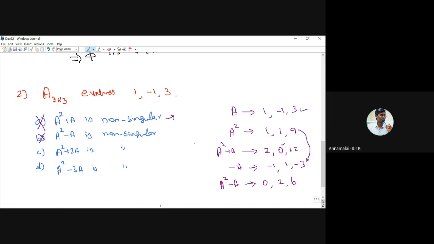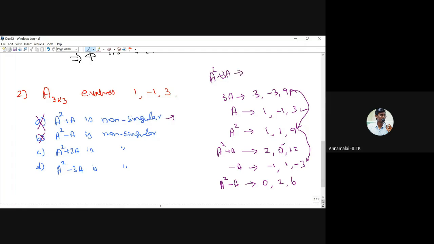Now again, 3 times A. What are the eigenvalues of 3A? Just multiply 3 to each one. Therefore 3, minus 3, 9. These are the eigenvalues. Now sum these two. What are the eigenvalues of A square plus 3A?